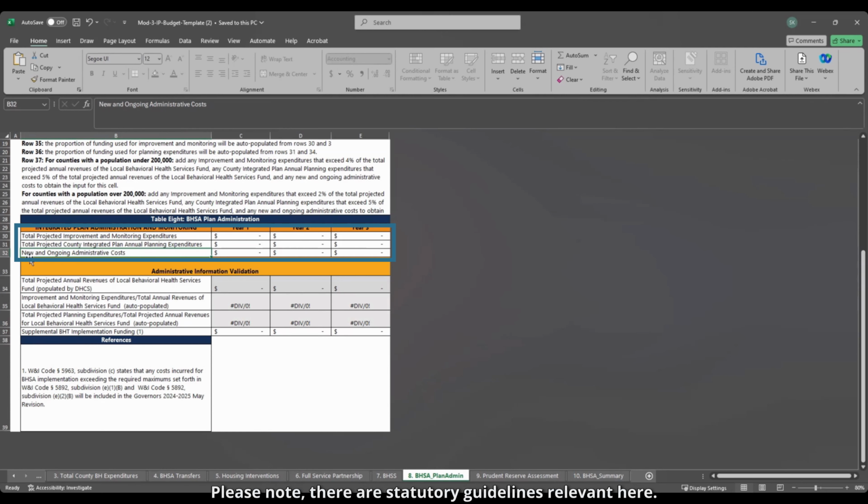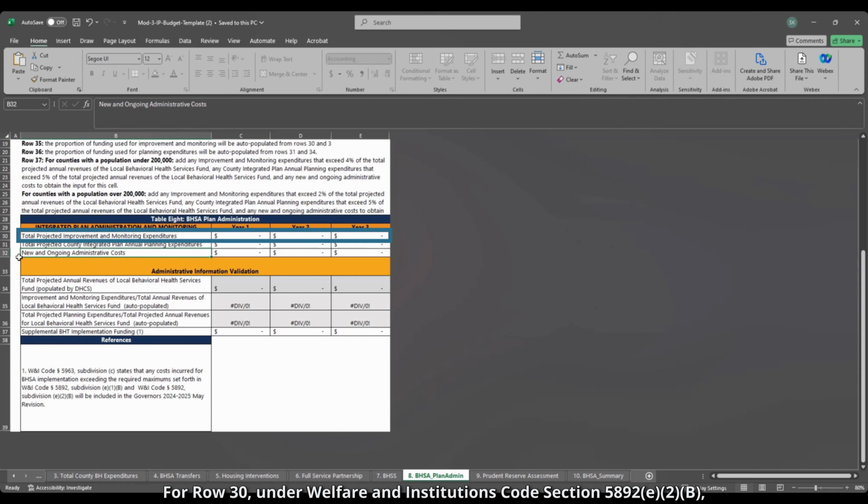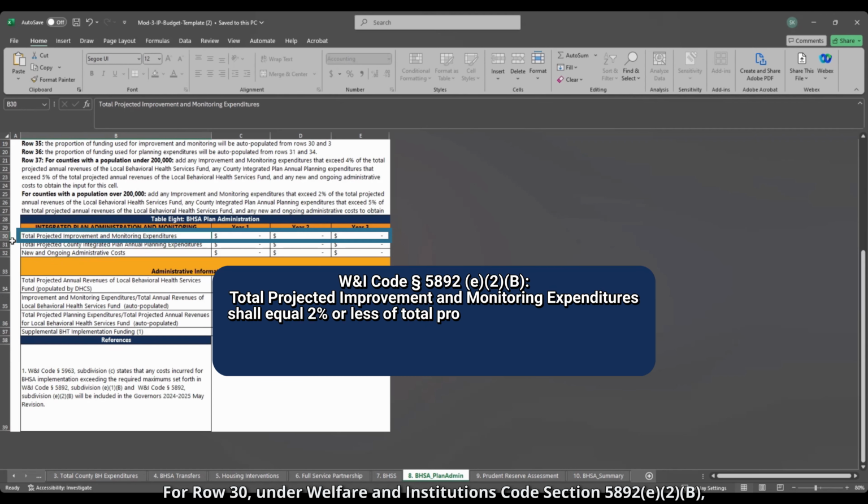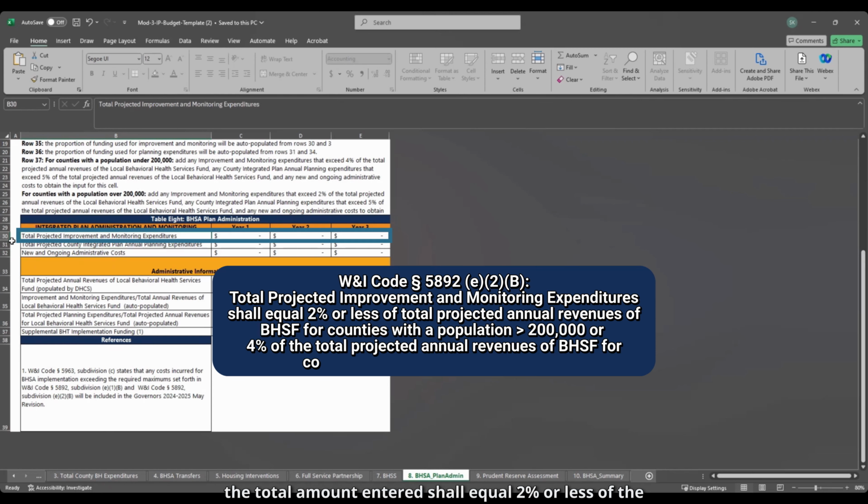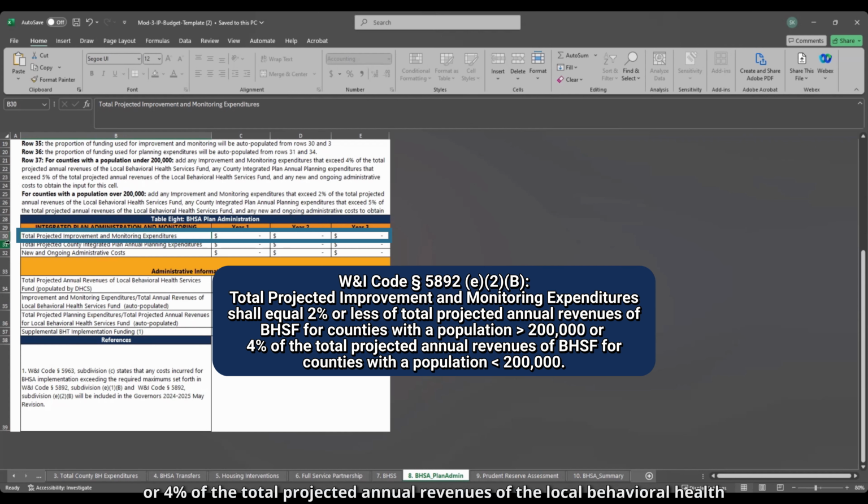Please note, there are statutory guidelines relevant here. For Row 30, under Welfare and Institutions Code Section 5892E2B, the total amount entered shall equal 2% or less of total projected annual revenues of the Local Behavioral Health Services Fund for counties with a population over 200,000, or 4% of the total projected annual revenues of the Local Behavioral Health Services Fund for counties with a population of less than 200,000.